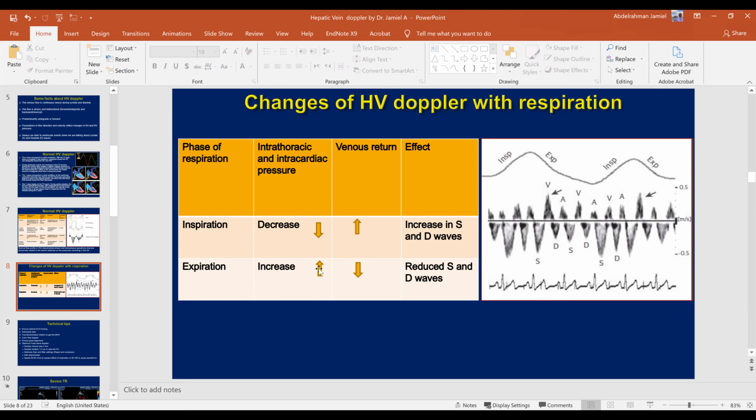during expiration. The intrathoracic and intracardiac pressure increase. That is why the venous return will decrease. This will reduce the S and D wave.